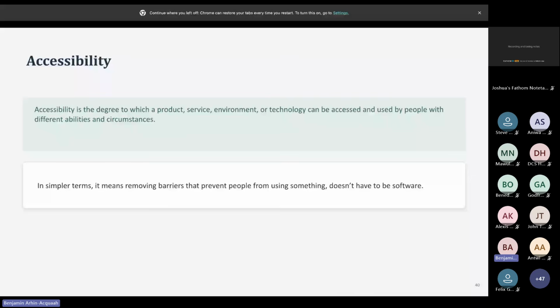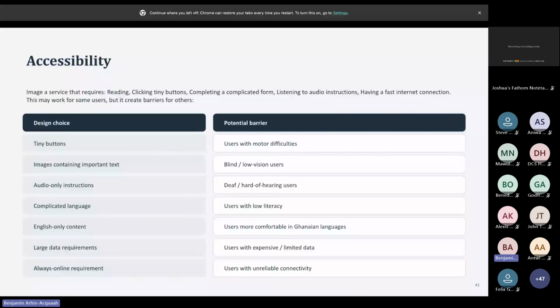So, still on accessibility, for example, maybe you have an image service that requires reading, clicking tiny buttons, completing a complicated form, listening to audio instructions, having a fast internet connection. This may work for some users or many users, but it still creates barriers for certain groups of users.